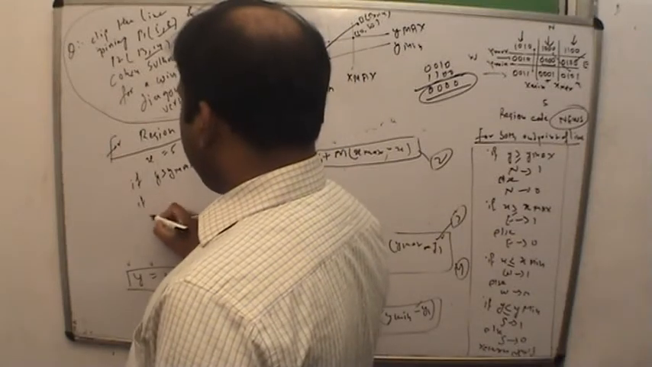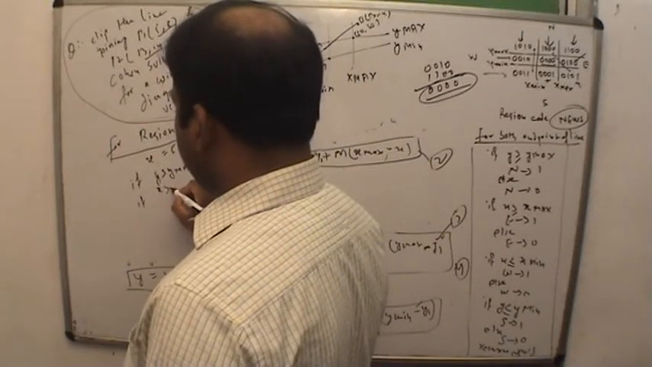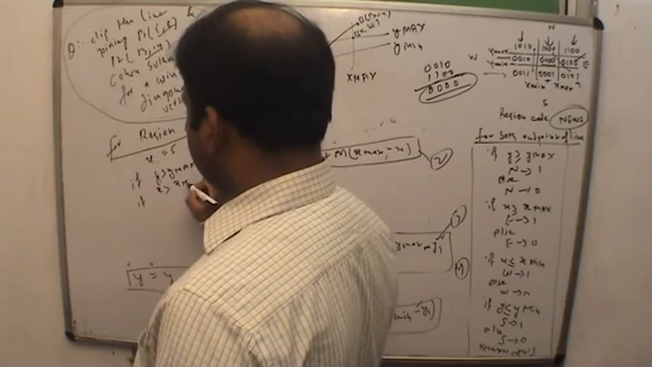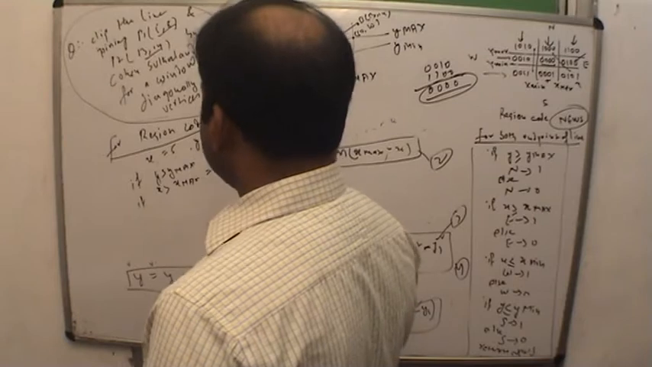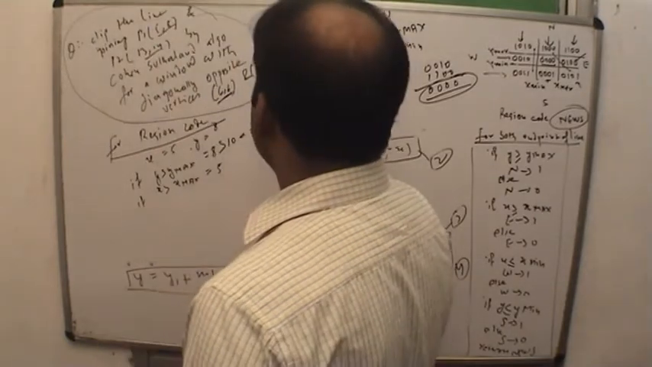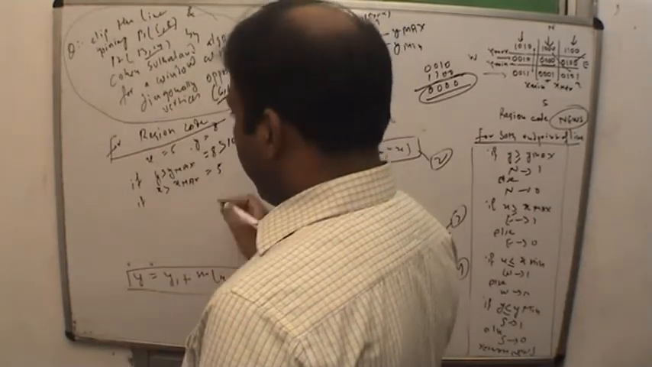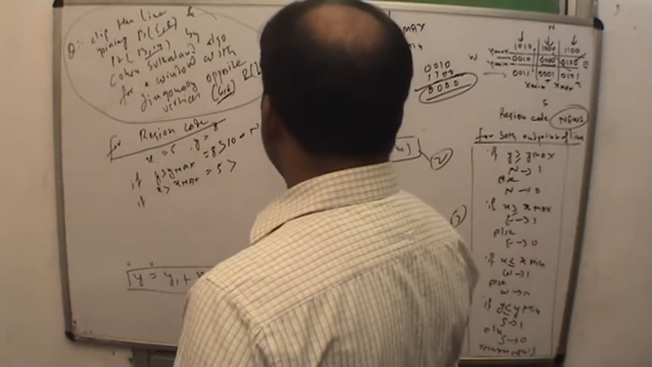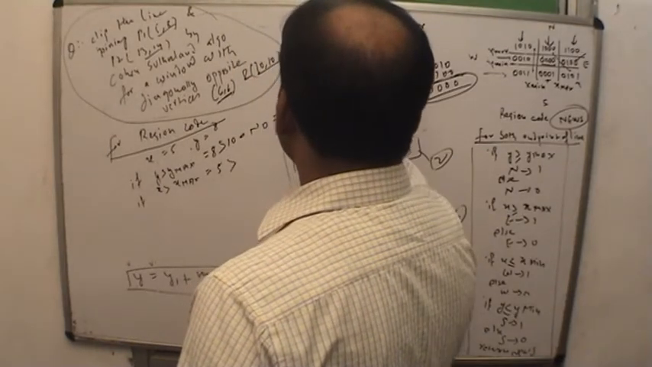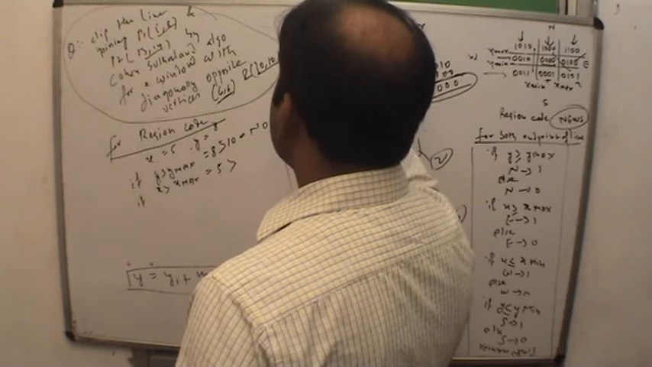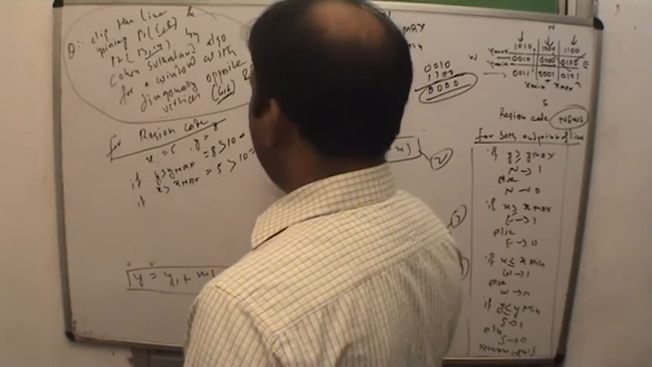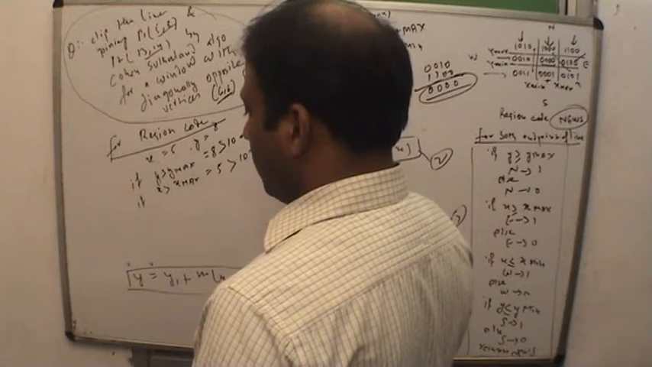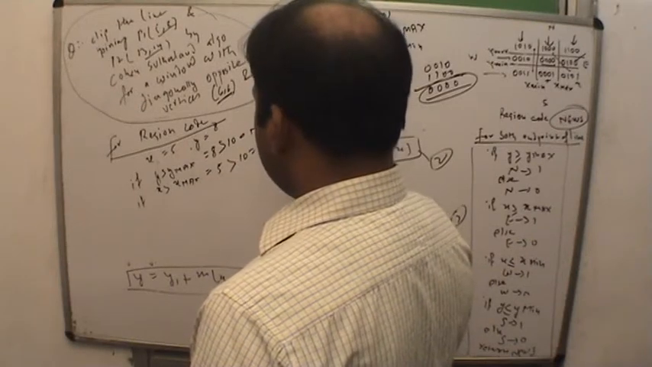Now according to the second condition, if x is greater than x max, we said the value of x is 5. As you know, the value of x is 5, and x max is also 10. So is 5 greater than 10? No. So we set the value east to 0.